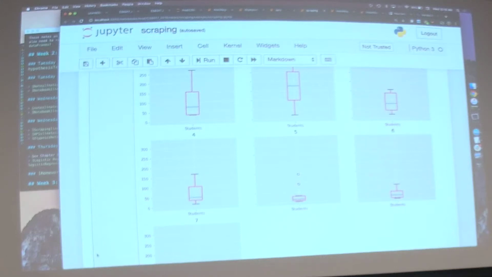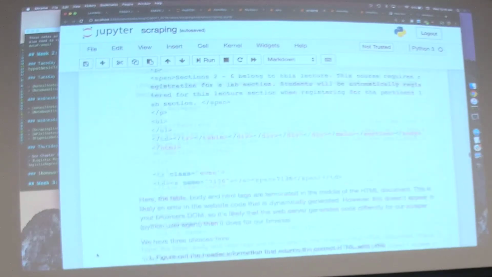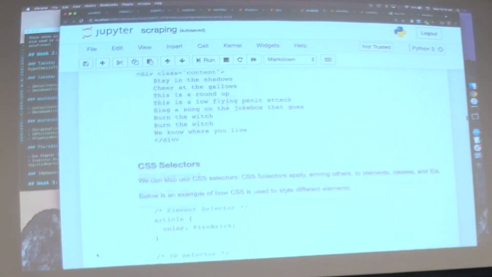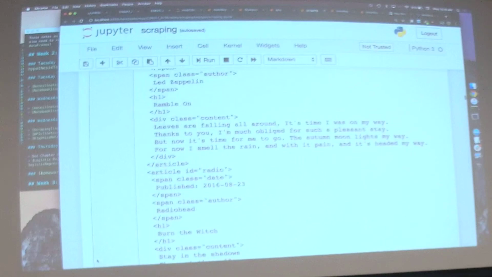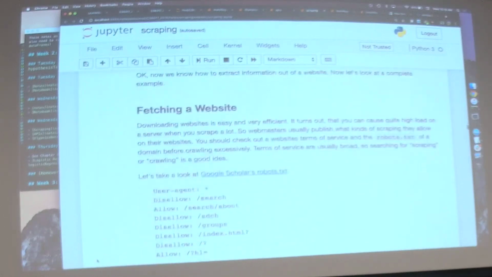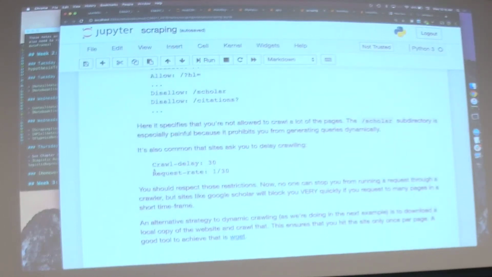So can you talk more about when the website asks you to wait? Yeah, so that's this delay field in the robots.txt. You'll see the crawl delay or request rate. So it says something like, wait 30 seconds between responses. If you go over that, then they'll probably throttle you or block you for a little while or something.